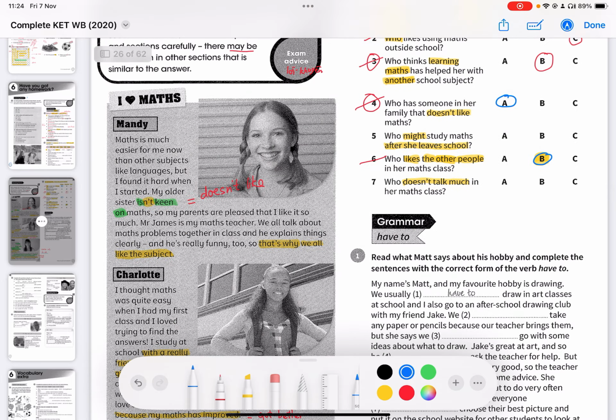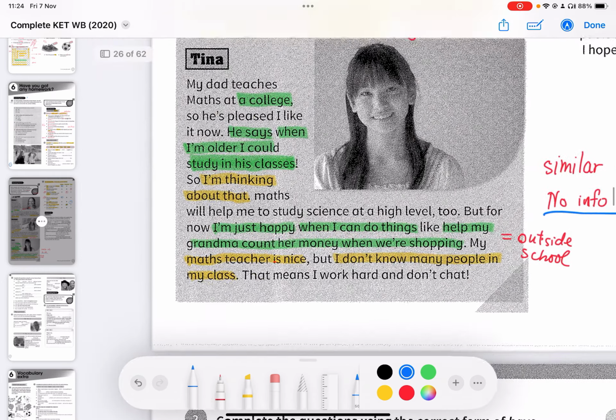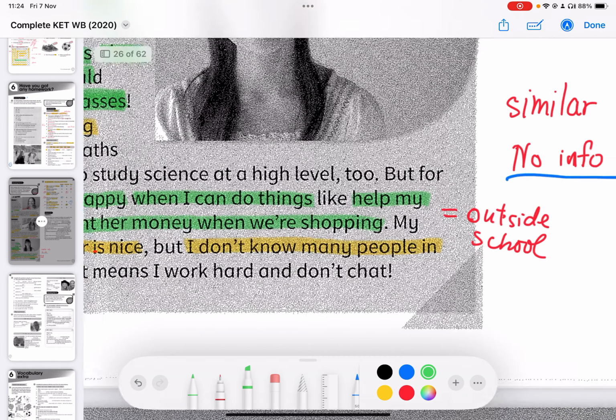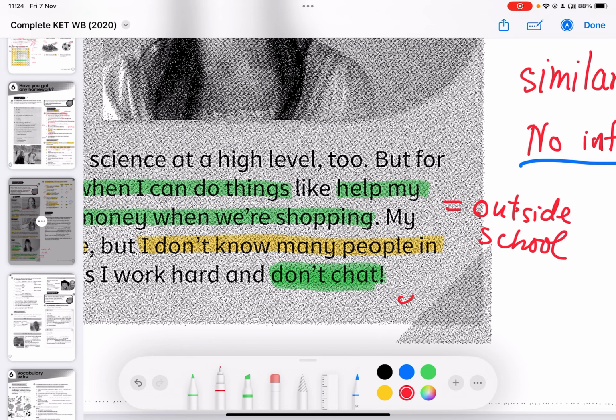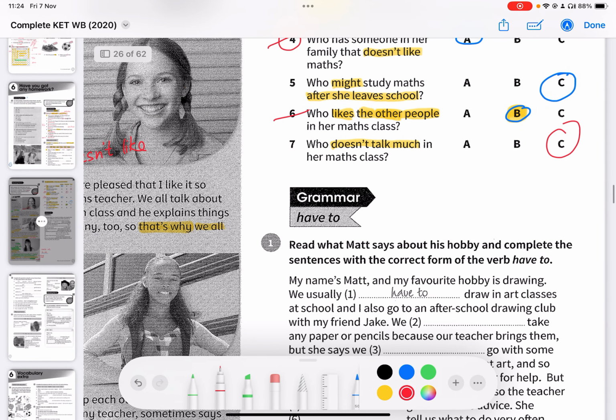Yes, we've got Tina. And last one, who doesn't talk much in her math class? Yes, you know it. Where is it? How do you know it is Tina? Yes, you're right. That means I work hard and don't chat. Okay, so we know chit chat. Chit chat means tám chuyện, nói chuyện phiếm. So chat means nói chuyện phiếm ở trong lớp, nói chuyện với các bạn bè. Yeah, so the answer is C, Tina.